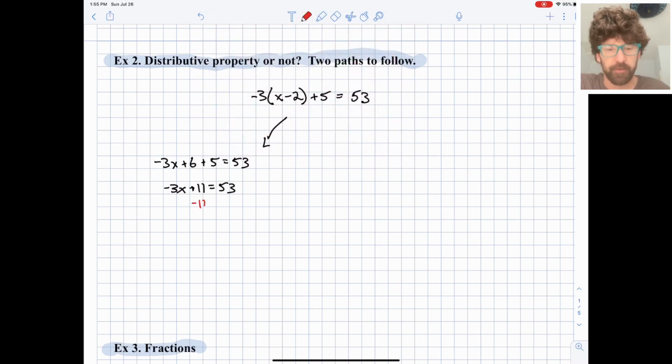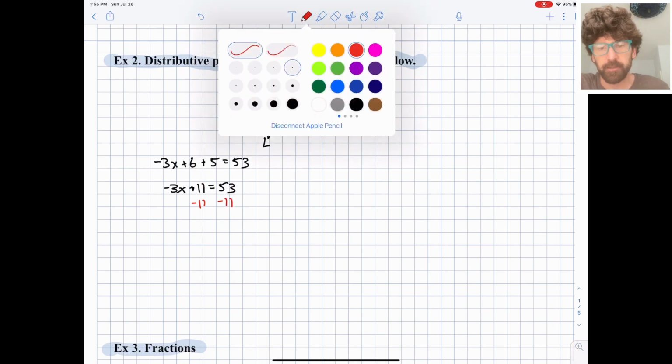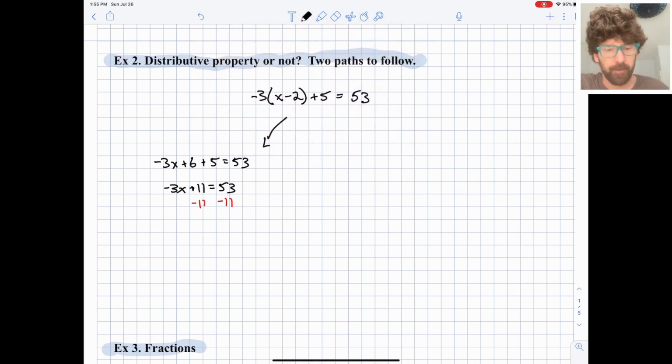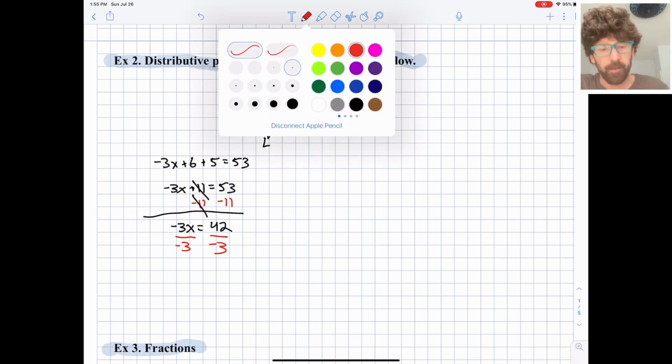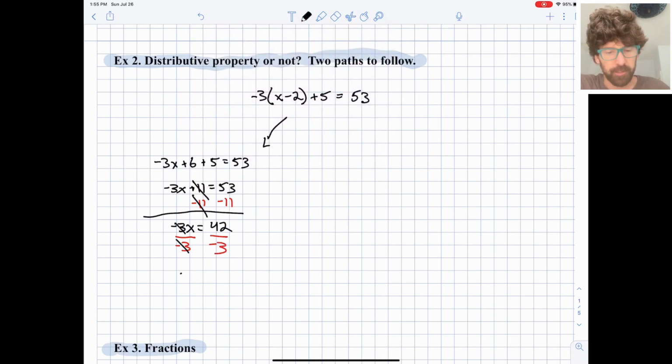Let's subtract 11 from both sides. And we have these cancel. Negative 3x equals 53 minus 11, which is 42. We can divide both sides by negative 3, and we've isolated x. 42 divided by negative 3 is negative 14.